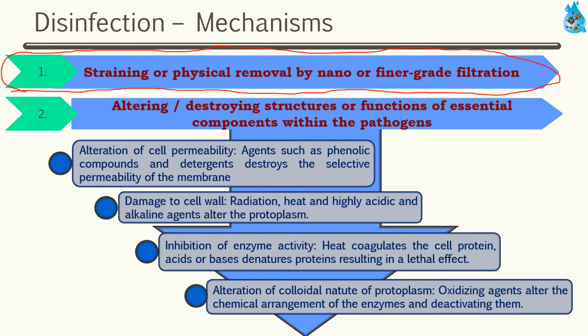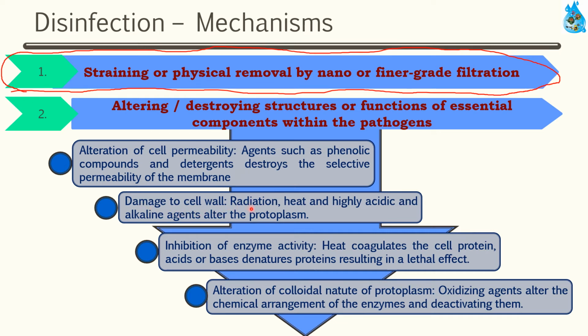Another approach is altering or destroying the structures or functions of essential components within the pathogens. Here the cell structure of that pathogen is altered or destroyed. This process takes place in various stages. In the very first stage, alteration of cell permeability, agents such as phenolic compounds and detergents destroy the selective permeability of the membrane in the cell structure.